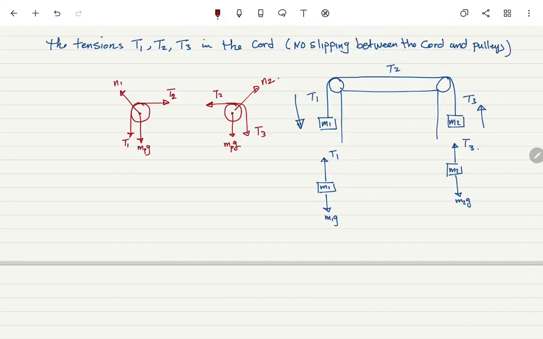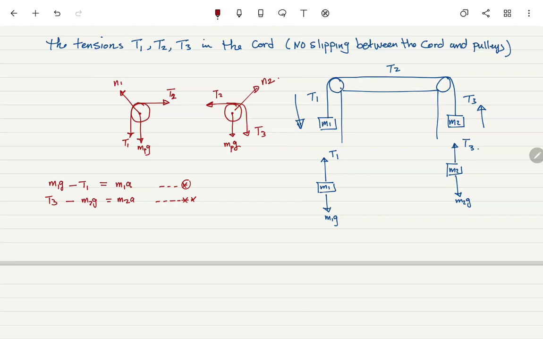Now let's apply Newton's second law. M1G minus tension T1 equal to M1A. This is the first equation here. And T3 minus M2G equal to M2A. And this is equation number 2.